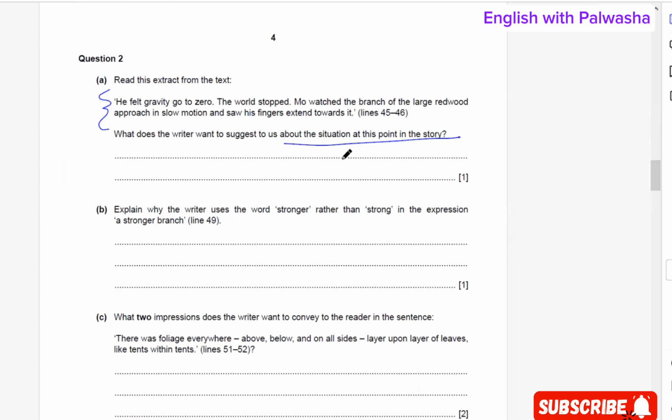So the A part, let's see. "He felt gravity go to zero, the world stopped, he watched the branch of the large redwood approach in slow motion and saw his fingers extend towards it." So it is in lines 45 to 46. So what does the writer want to suggest to us about the situation at this point in the story? Maybe the situation is, you can say, critical.